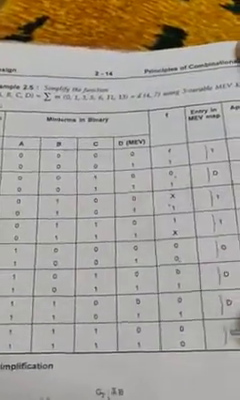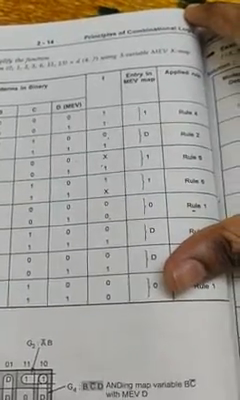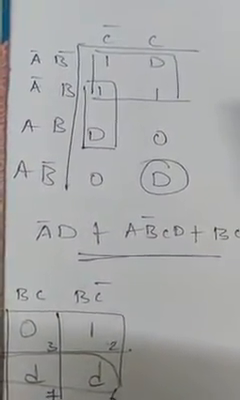Look at the problem. Simplify the function. They are given 4 variables, f of a, b, c, d, using a 3 variable K-map. You are supposed to use a 3 variable K-map like this, but the number of inputs here is 16. But in case of 3 variables, we have 8 boxes. 8 inputs can be filled in this 3 variable K-map. This 16 has to be reduced to 8 now.